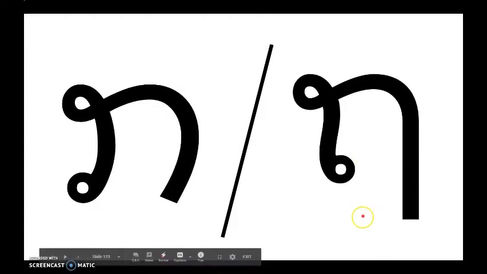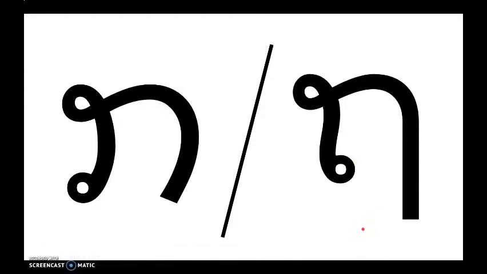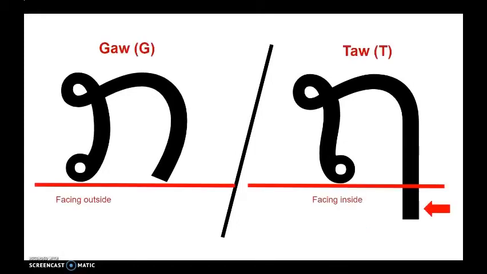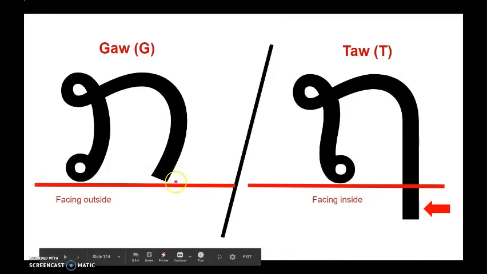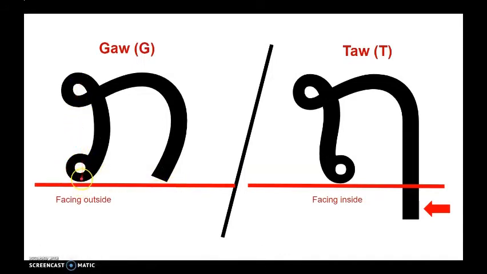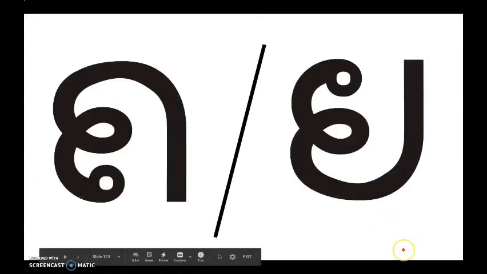How about these two? Do you remember what the differences are between these two? And what the letter names are? We've got gaw, okay, again, loops facing outside. Taw, this loop on the bottom is facing inside. But the key, to tell them apart, is that taw has a tail, okay? Taw has a tail. Okay, very good.